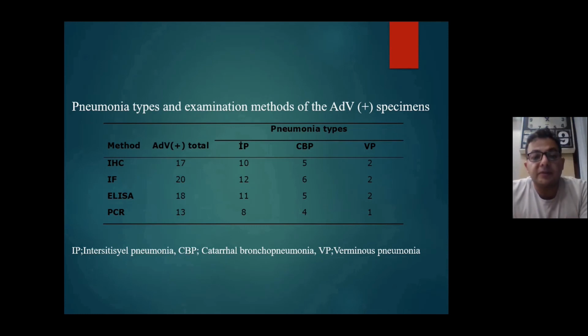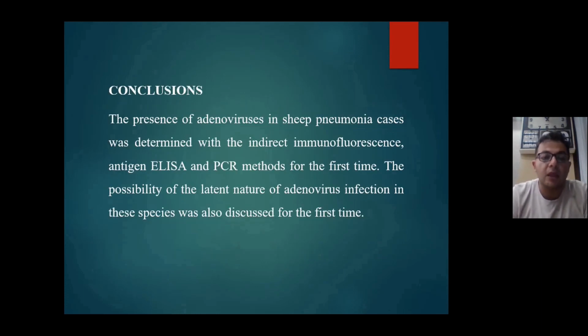As pneumonia types by immunofluorescence methods: interstitial pneumonia, 12, catarrhal bronchopneumonia, 6, verminous pneumonia, 2. As pneumonia types by ELISA methods: interstitial pneumonia, 11, catarrhal bronchopneumonia, 5, verminous pneumonia, 2. As pneumonia types by PCR methods: interstitial pneumonia, 8, catarrhal bronchopneumonia, 4, verminous pneumonia, 1.